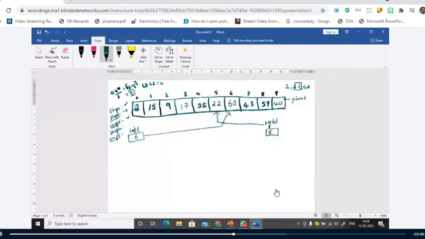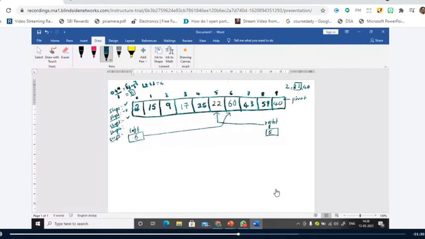Now you have to swap the pivot. Now it is time to move the pivot element and place it in the correct position. Now you tell me whether I have to swap the pivot element with the left pointer or the right pointer. Any idea? Left, sir. Right. You should always swap the pivot element with the left.